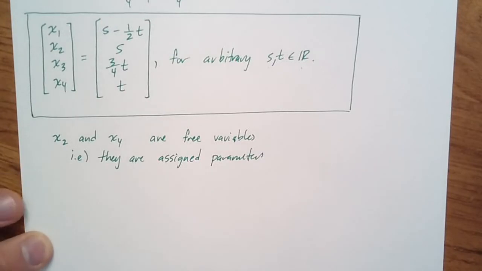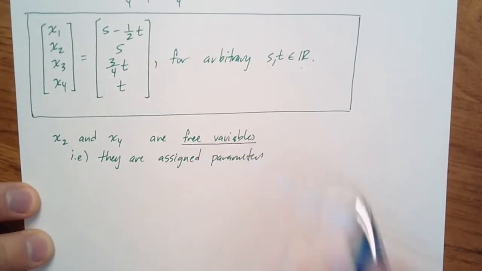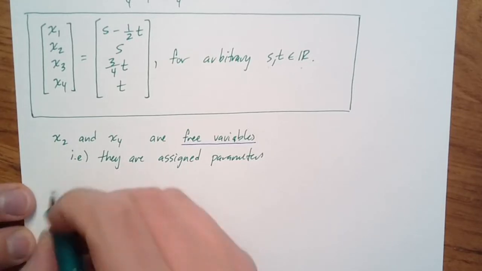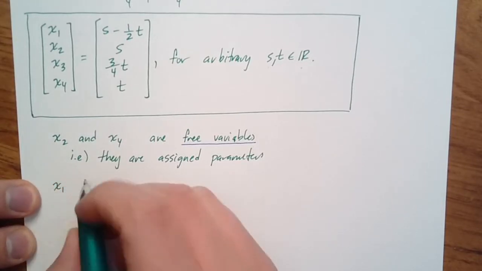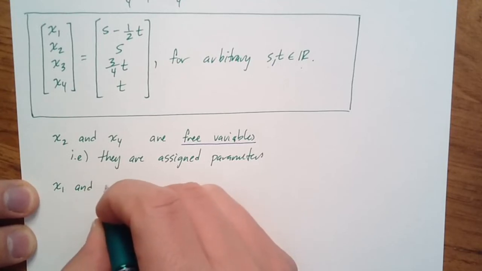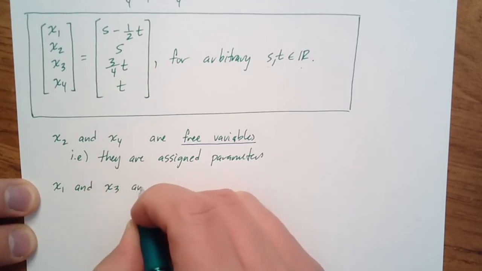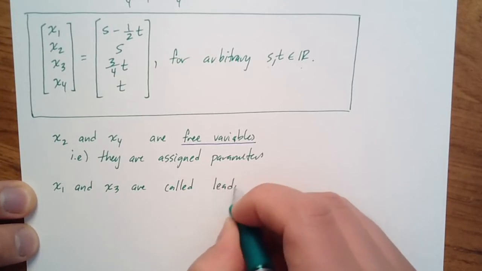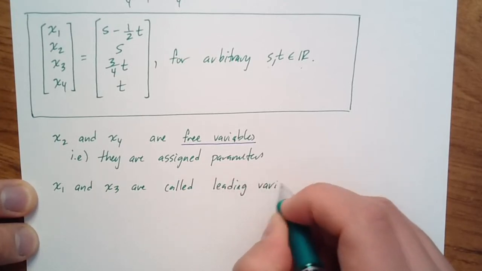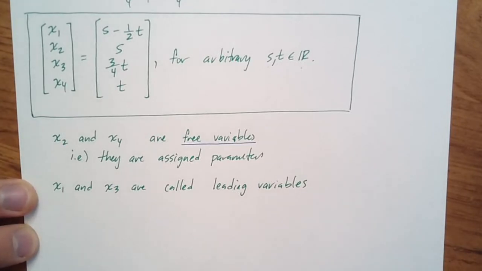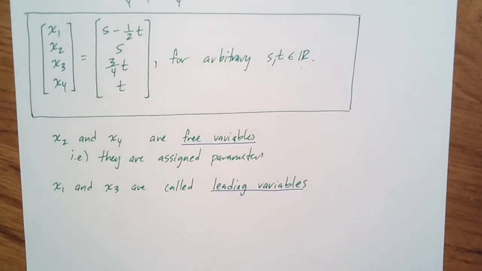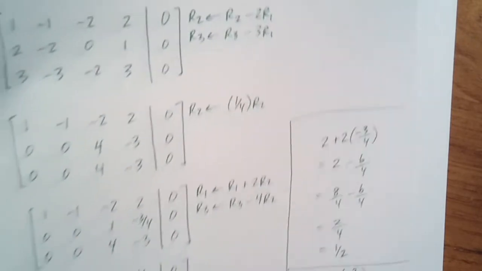And the other variables, x1 and x3, those are called leading variables. So jot that down: x1 and x3 are called leading variables. And what is it that makes a variable a leading variable? Here's how we can articulate it.